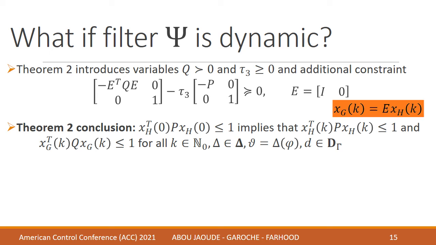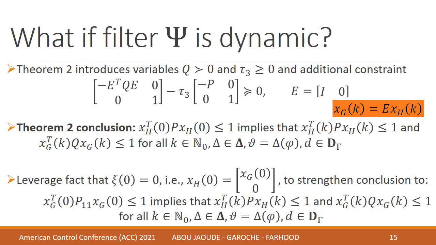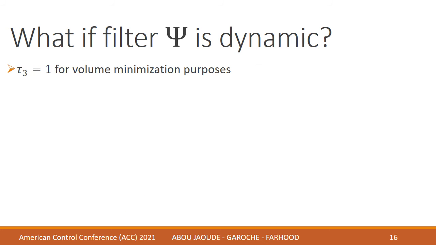Furthermore, xgk is always in the ellipsoid EQ defined by the matrix Q. In addition, since the filter Psi starts from a zero initial condition, then requiring xh0 to be in the ellipsoid EP is the same as requiring xg0 to be in the ellipsoid defined by P11, the 1-1 block of P. This allows us to strengthen the conclusion of theorem 2 as shown. As argued in the paper, the variable tau3 can be set equal to 1.